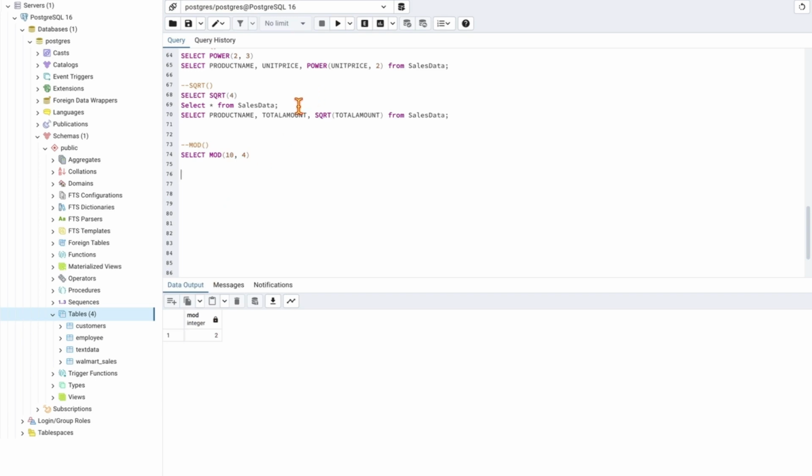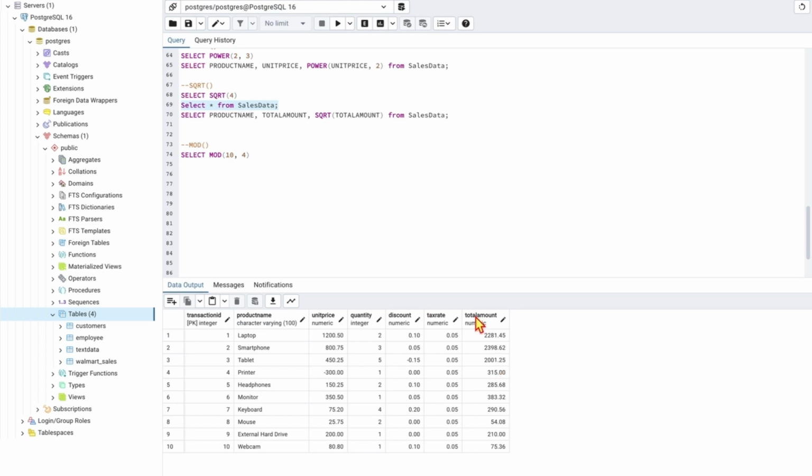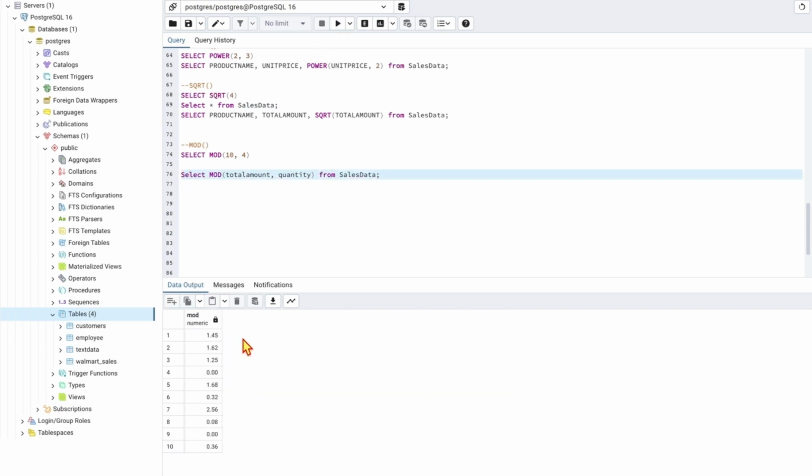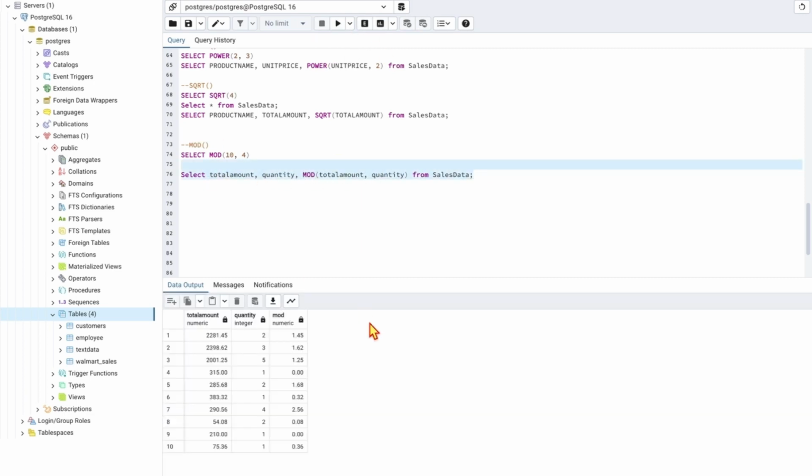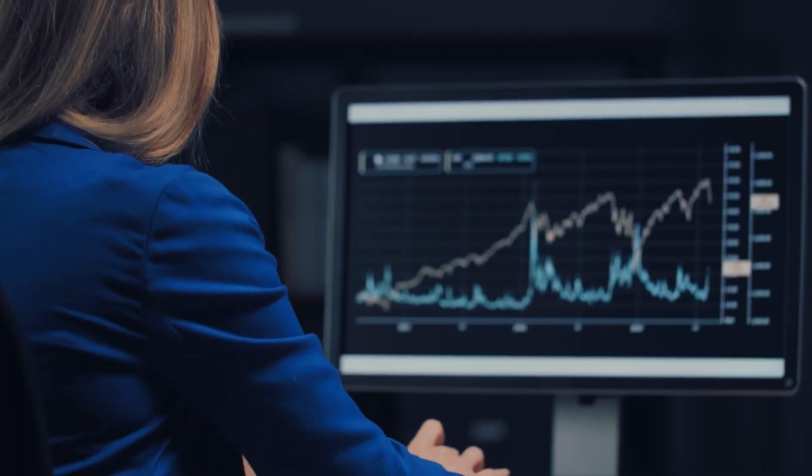Let's quickly put it on the sales data. Here, let us divide total amount by quantity so that you'll get the total amount for each quantity. Select mod of total amount comma quantity from sales data. See, let us also add the original column values under select. See, total amount by quantity, and this is the remainder from this division operation. These are the most frequently used numeric functions which will be useful for data analysis.